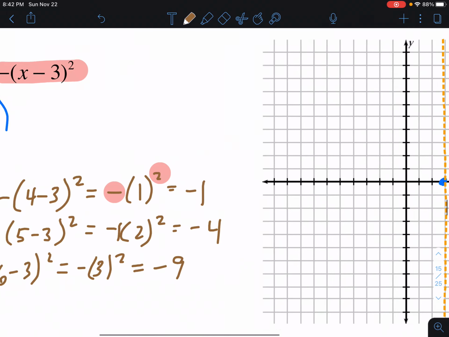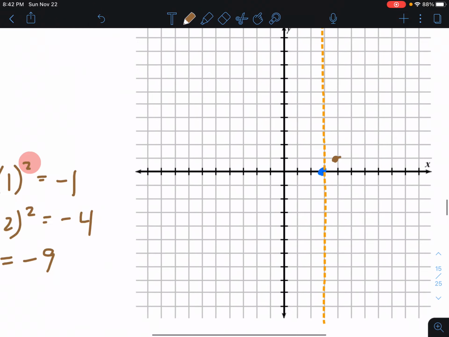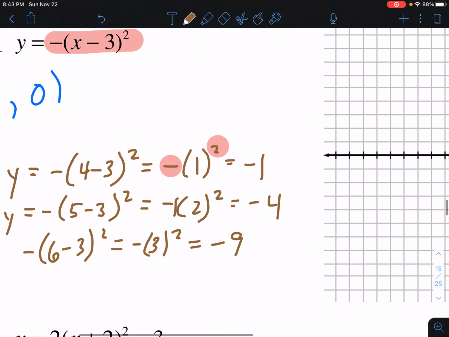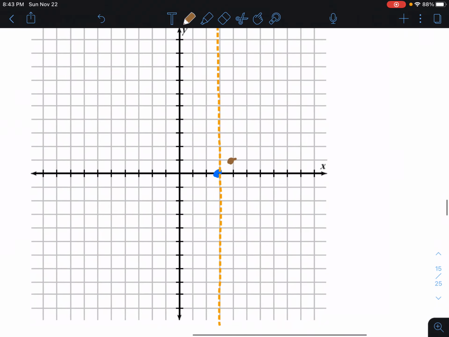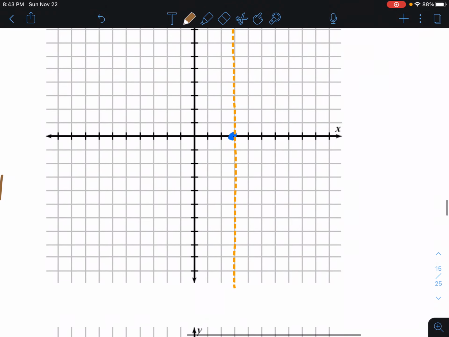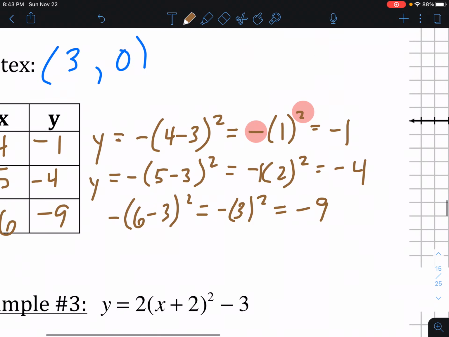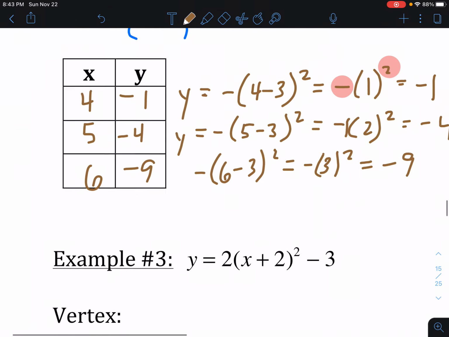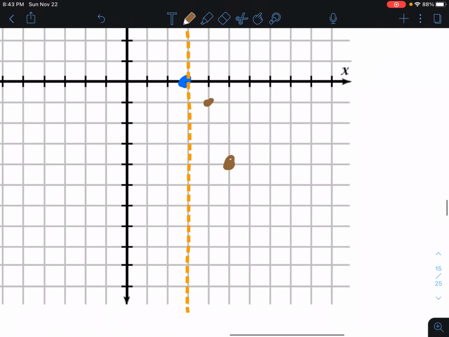All right, so let's plot those points. 4, negative 1. 5, negative 4. Hold up. I plotted that wrong. That was supposed to be 4, negative 1. Then 5, negative 4. And then 6, negative 9. And then get matching points on the other side of the axis of symmetry. And then draw your nice curved parabola.